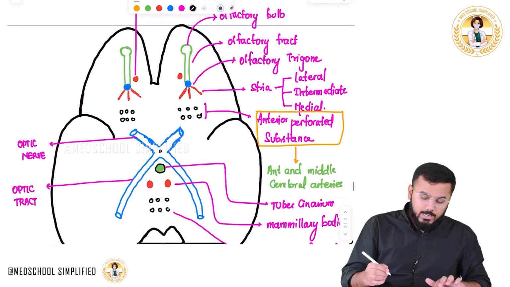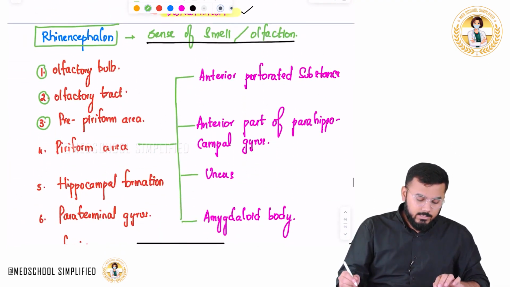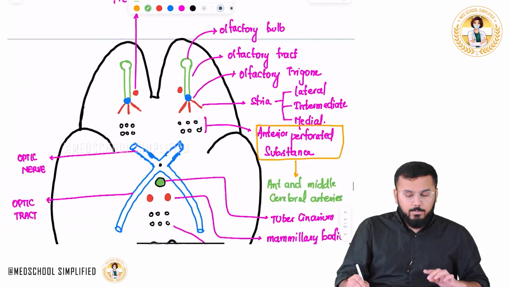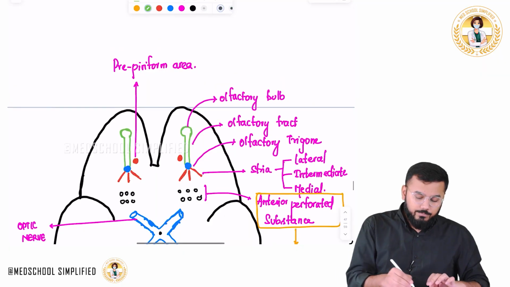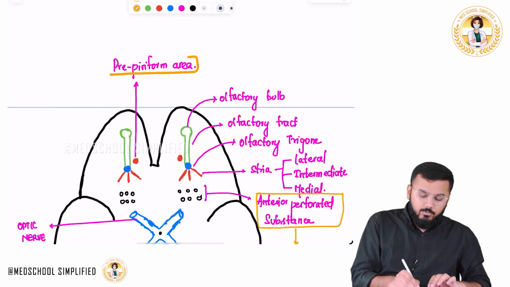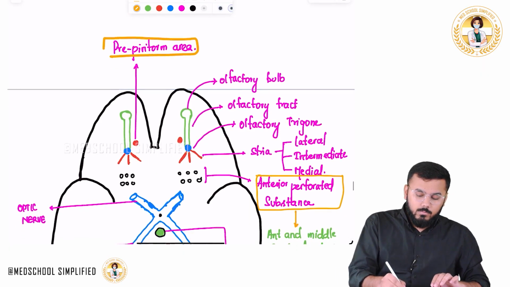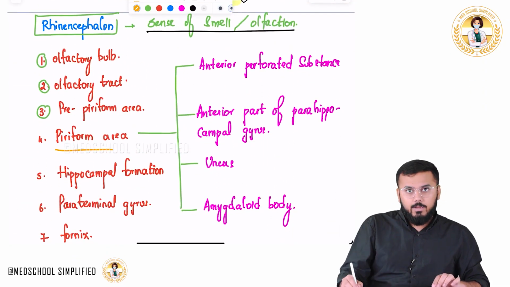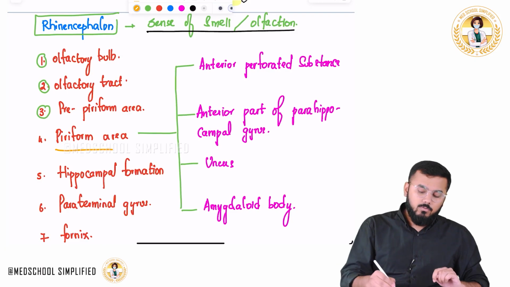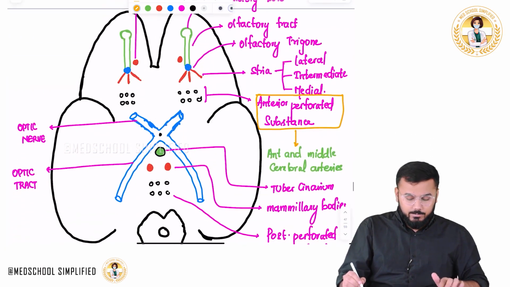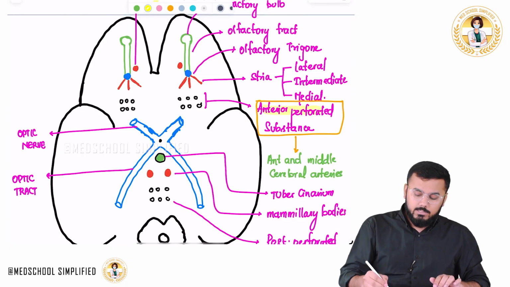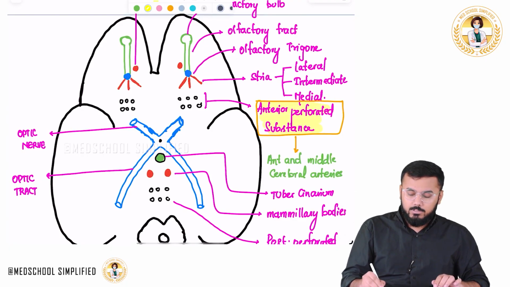Now let us name all these structures over here. Olfactory bulb, you know where it is. Olfactory tract also, you know. Pre-piriform area I have just shown you. This is your pre-piriform area. After this pre-piriform area, next you have the piriform area. The piriform area consists of what? One is the anterior perforated substance. Where is this anterior perforated substance? This one. We have discussed this anterior perforated substance.